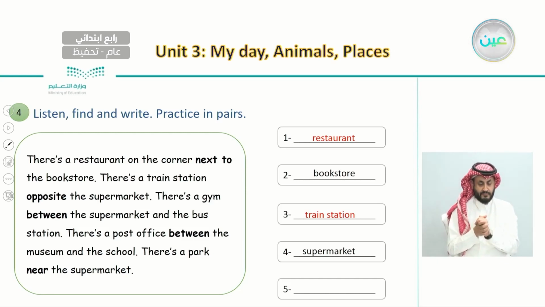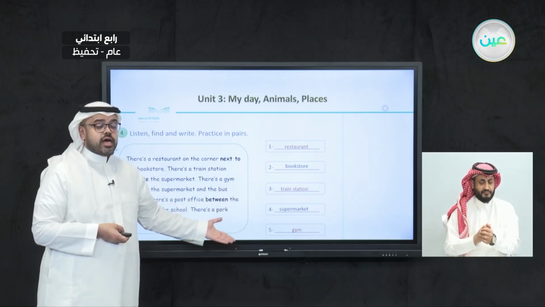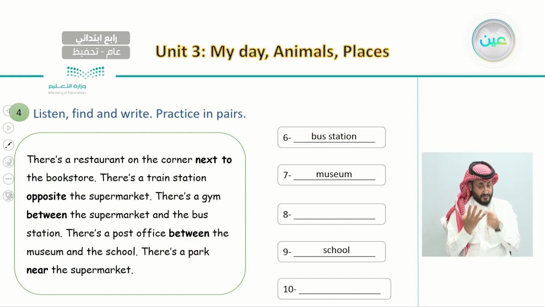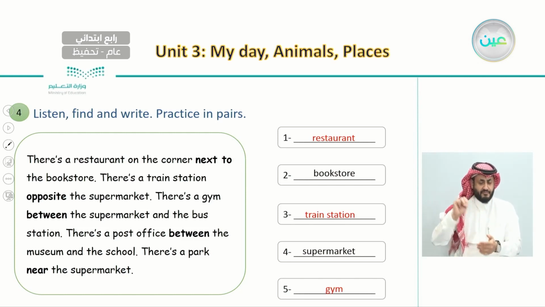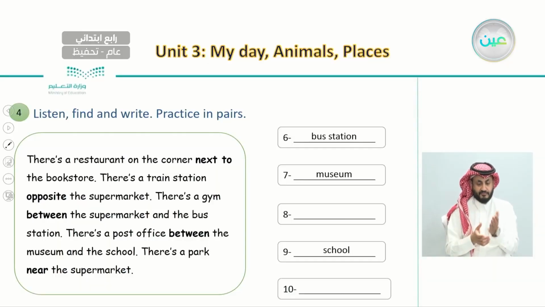So there is a gym between the supermarket and the bus station. So here with number 5 we can say that we have a gym, because it says here that there is a gym between the supermarket and the bus station. Number 4 is a supermarket and number 6 is a bus station. And between them is a gym. Between them is a gym. Let's continue reading to answer number 8 and 9.